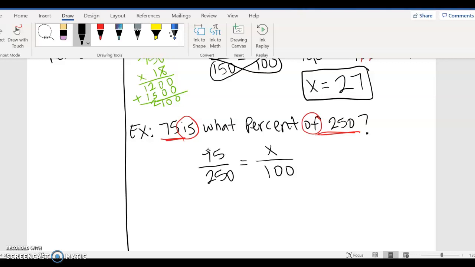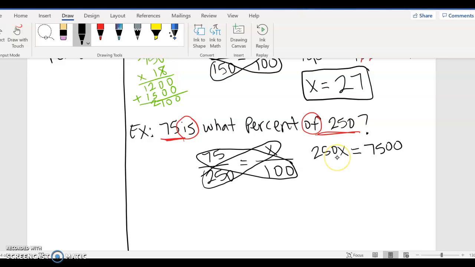And from here, we start the process again. We cross multiply. So we're going to have 250 times x is going to be 250x. You just stick them together. Cross multiply this way. 100 times 75 is going to be 7,500. The goal is to get x by itself. This time he's stuck to 250. So we're going to divide by 250 on both sides. These will cancel.